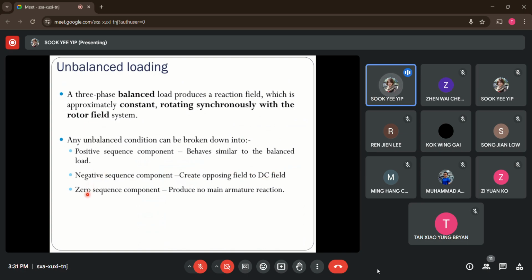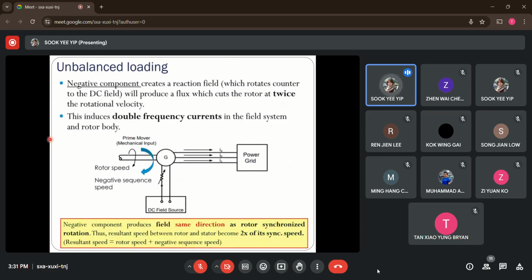The third component here is known as the zero sequence component. This is okay. Why? Because it doesn't produce any main armature reactions. So whenever we have unbalanced conditions, among these three components we have to focus on the negative sequence components. Why? Because these negative sequence components create reaction fields which rotate in the same direction as the rotor system but counter to the DC field circuit.